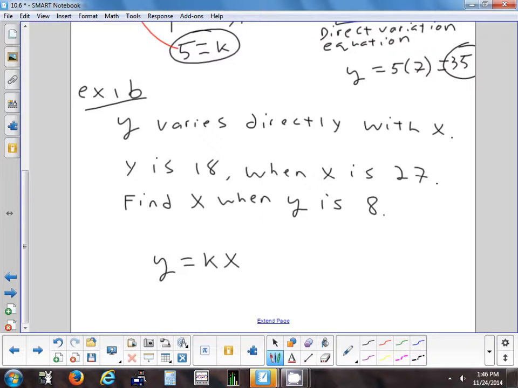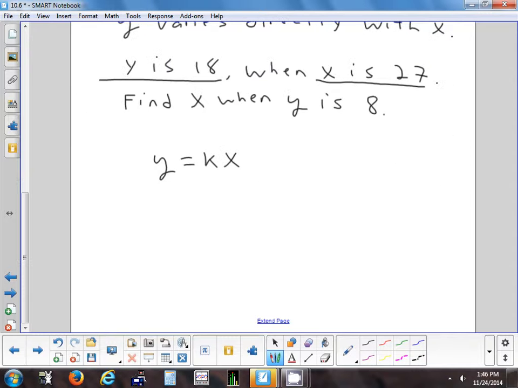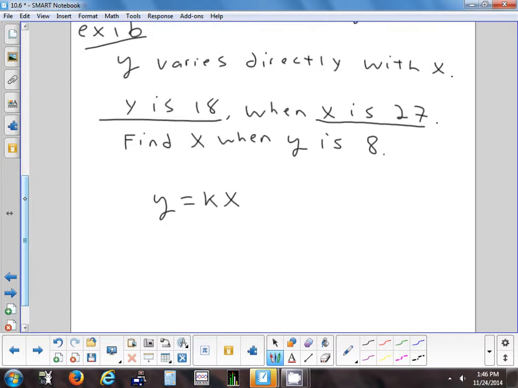Now, what letter do you really need to find in that formula? What do we have to find? Good, Caleb. We have to find k first. They give us a y and an x. We already know y is 18 and x is 27. So you have to find k. Write that down.